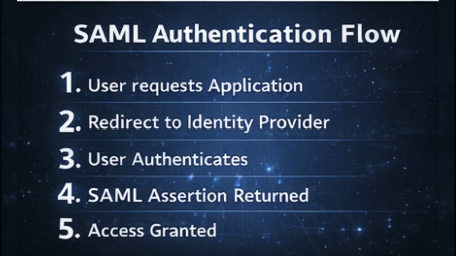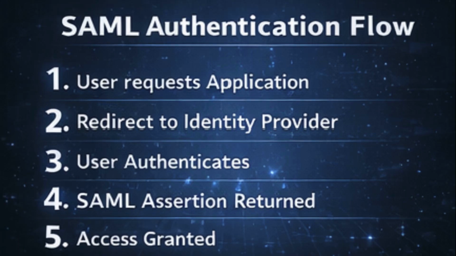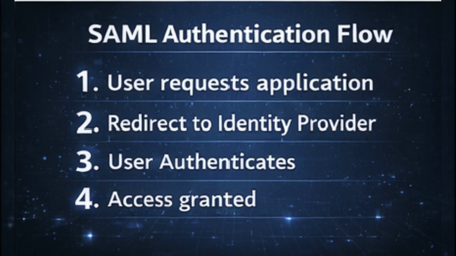When a user tries to access an application, the service provider redirects the user to the identity provider. The user then signs in using their credentials, often combined with multi-factor authentication. After the user is authenticated, the identity provider generates a SAML assertion. This is a structured message that confirms the user's identity. The assertion is then sent back to the service provider.